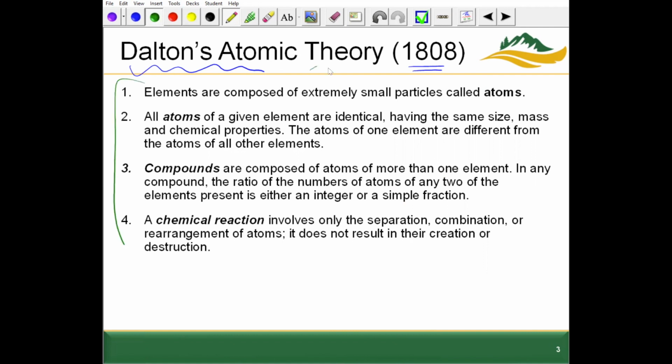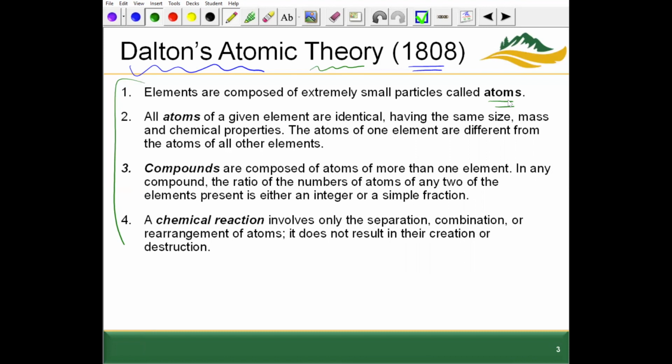So remember, theories are not necessarily true. It's just what he theorized to be true based on the evidence that he had. So let's go through the main 4 points of his theory. The first point in his theory is that elements are composed of extremely small particles called atoms.